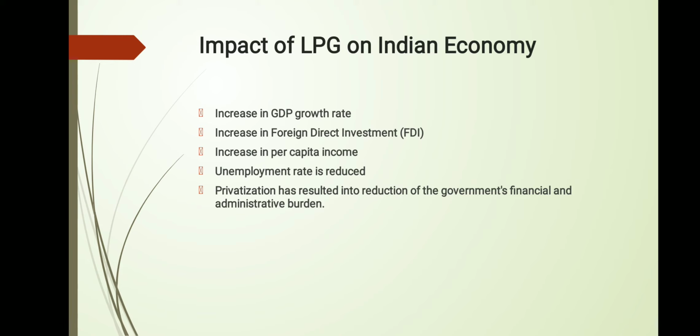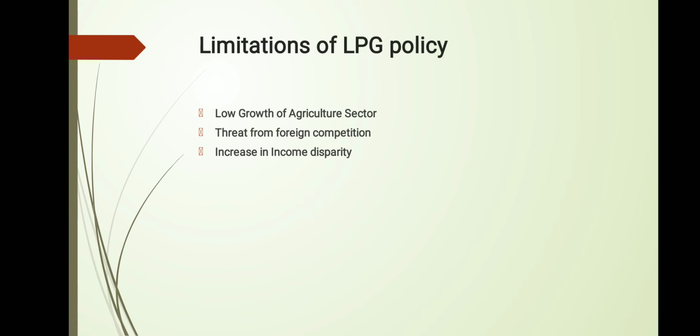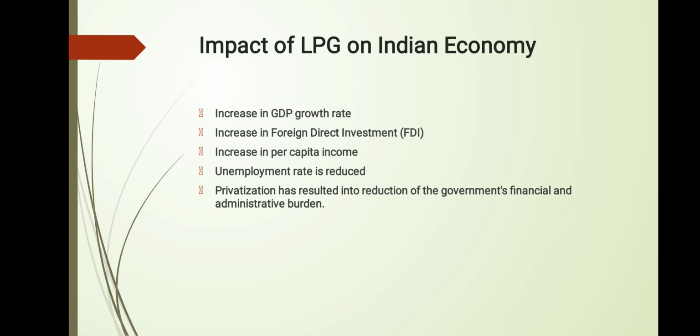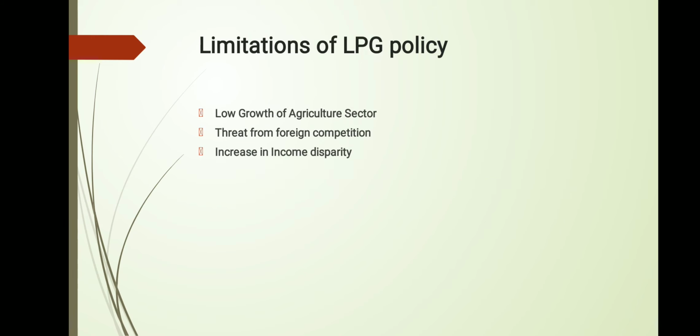Because of this, government burden is reduced, like the financial and administrative burden, because of privatization and disinvestment decisions, right? So these are some of the positive impacts of the LPG model on the Indian economy. Also, it helped our economy grow in terms of GDP and per capita income. It also created opportunities for the inflow of foreign direct investment. It also helped in reducing unemployment, and it shifted the administrative and financial burden to private people. Right. These are some positive points, but it also has some limitations.